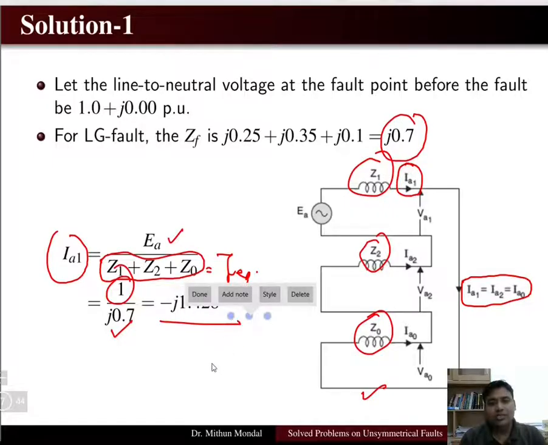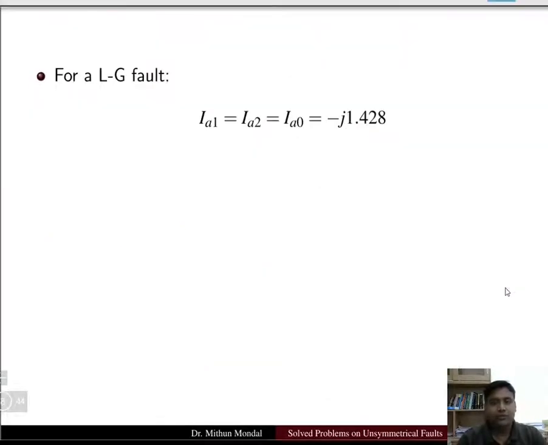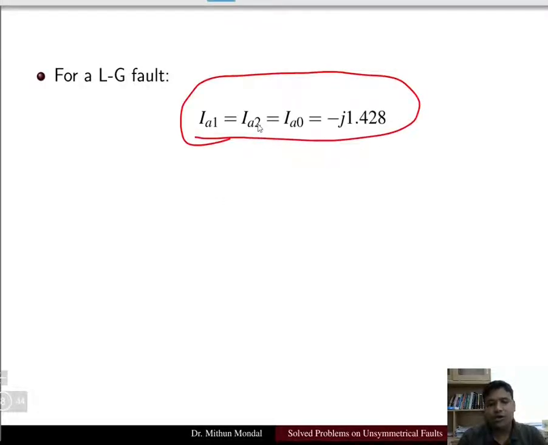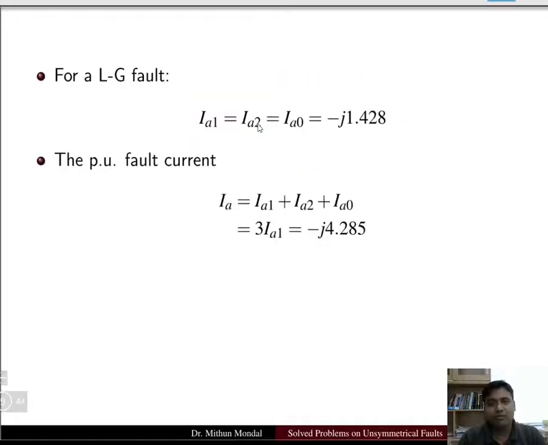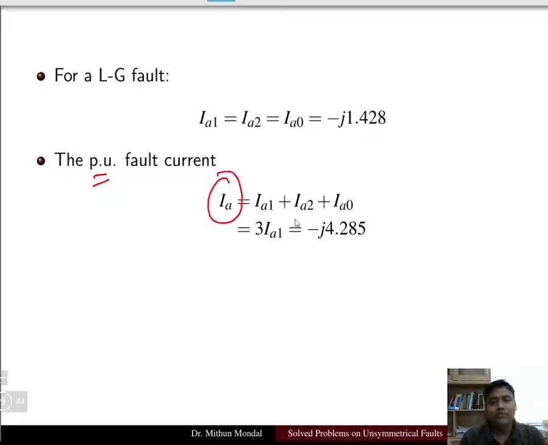So here we see that the positive sequence, negative sequence and zero sequence components will have a magnitude of 1.428. Now for an LG fault, the sequence components of the current are equal, and each is equal to minus J 1.428. If you want to find the per unit fault current, then the fault current of a particular phase IA is the sum of all the sequence components of that phase. It is equal to 3 times IA1 because the sequence components are equal. So we'll get a value of minus J 4.285.